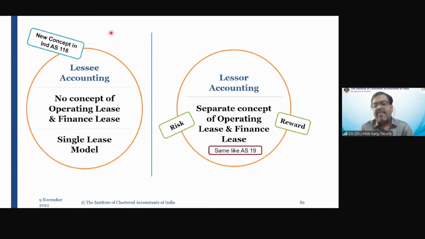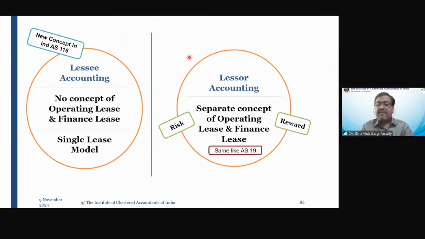Correct? But friends, in lessor accounting, like myself, I am the owner of the asset. In lessor accounting, if somebody who is my lessee is capitalizing the asset, shall I de-recognize the asset? The answer is no. It means from the lessor perspective, the operating lease and finance lease concept still exists.